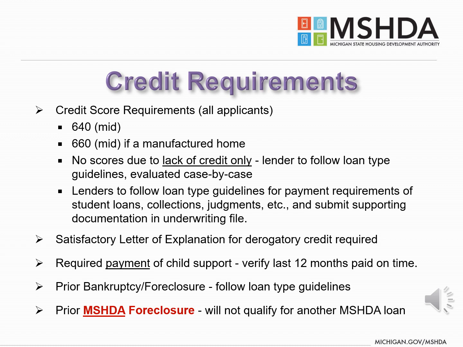Lenders are to follow loan type guidelines for payment requirements of student loans, collections, judgments, etc., and submit supporting documentation with the file. A satisfactory letter of explanation is required for derogatory credit. If an applicant is required to pay child support, the lender must get verification the last 12 months have been paid on time. See Homeownership Operating Manual for specific requirements.